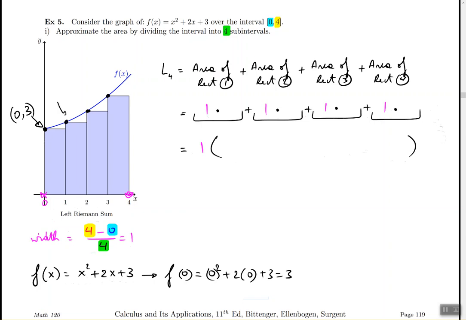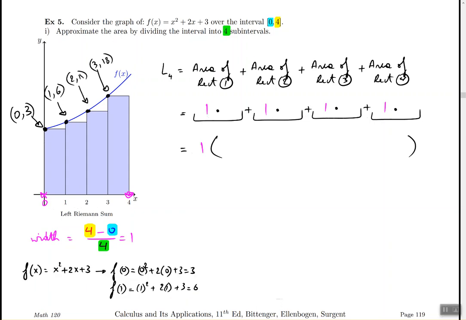What about when I plug in 1? F of 1 is going to be 1 squared plus 2 times 1 plus 3. So that's 1 plus 2 plus 3, which is 6. So when x is 1, I get 6. And we do the same thing for 2, 3, whatever. So let's do all of them. It turns out that the numbers that I want are 3, 6, 11, and 18.